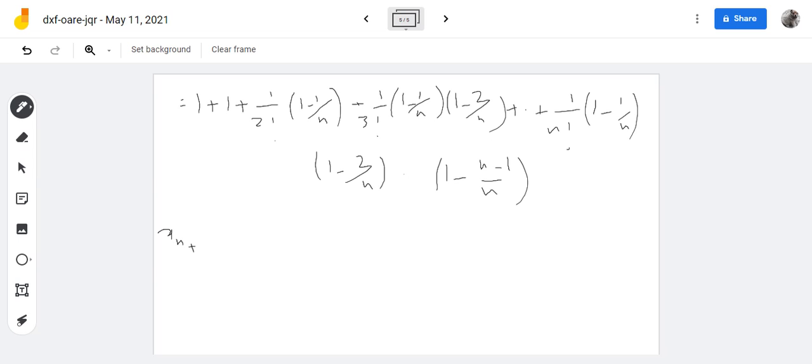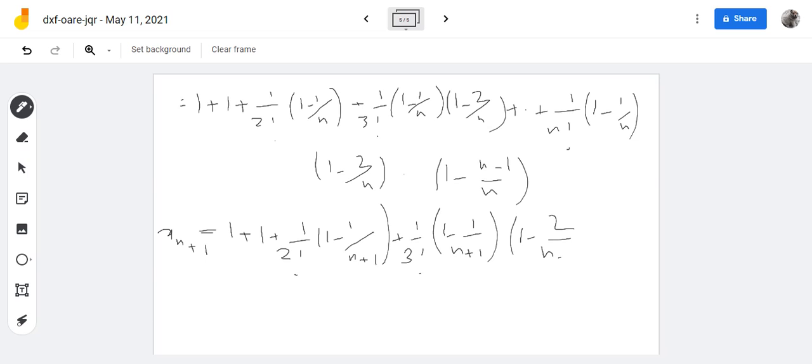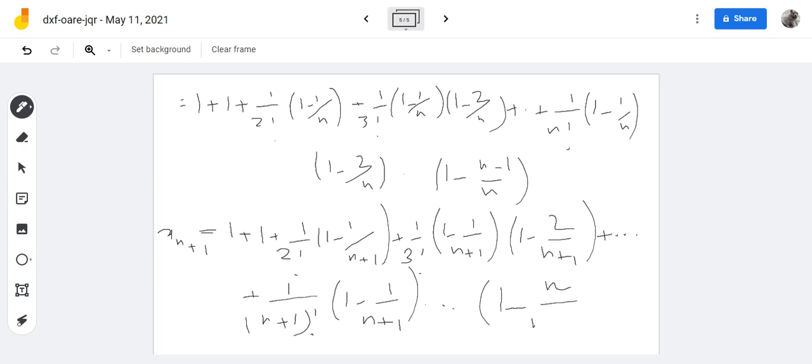Now what about xn plus 1? It is the same, only 1 plus 1 plus 1 by factorial 2, this is 1 minus 1 by n plus 1, plus 1 by factorial 3, 1 minus 1 by n plus 1, 1 minus 2 by n plus 1, and the final last term will be, in place of n you will get simply n plus 1, 1 minus 1 by n plus 1 dot dot dot 1 minus n minus 1 will become n by n plus 1. So this is your xn plus 1.